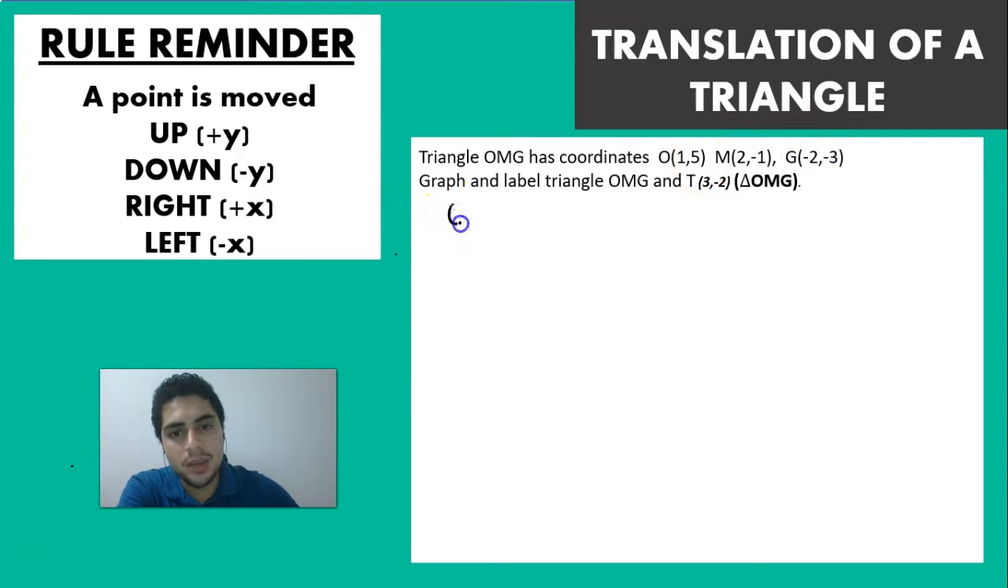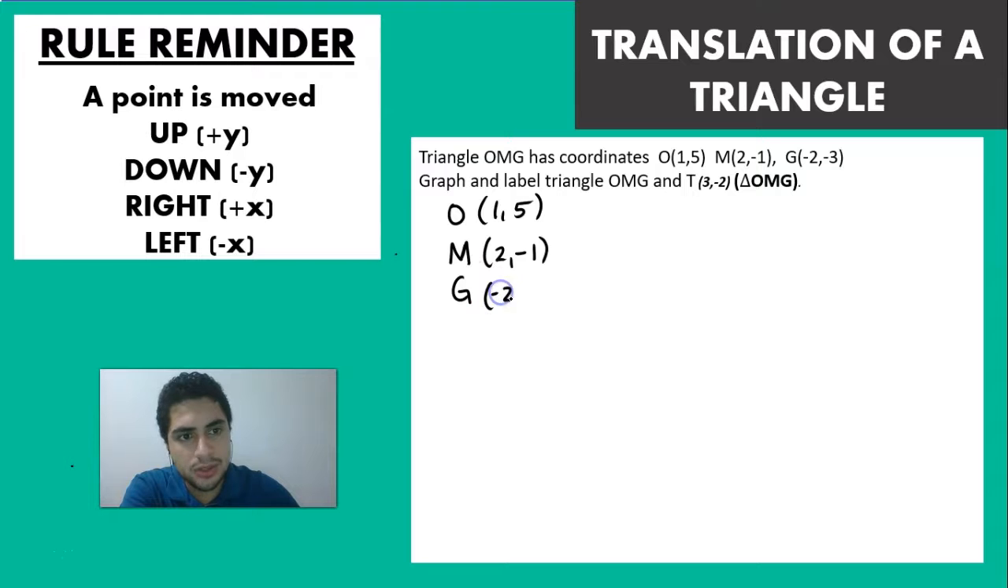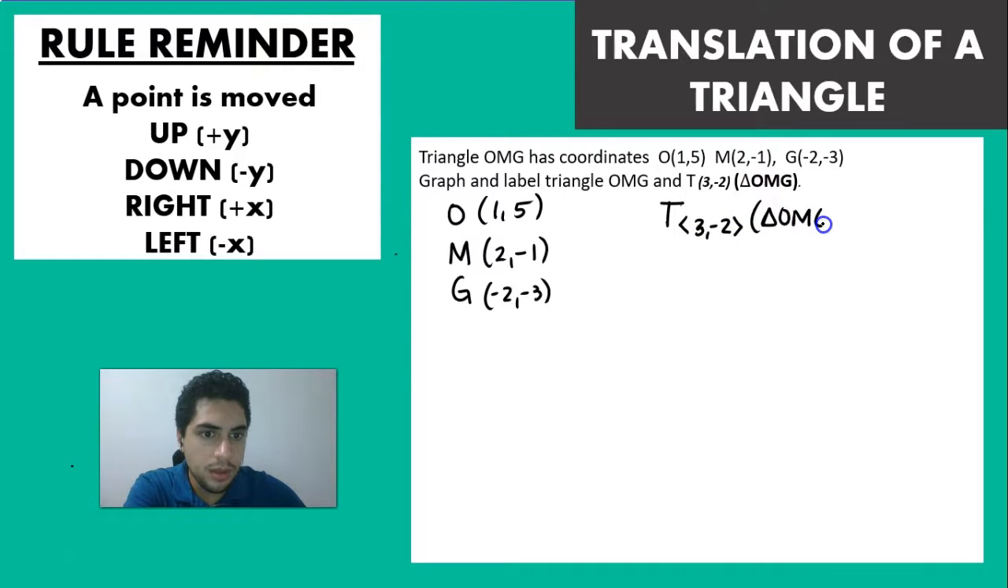Now, we know that triangle OMG has initial values of (1, 5), (2, minus 1), and (minus 2, minus 3), right? We know also that the translation of points OMG by (3, minus 2) units is going to give us a new triangle, which is going to be OMG, like this.